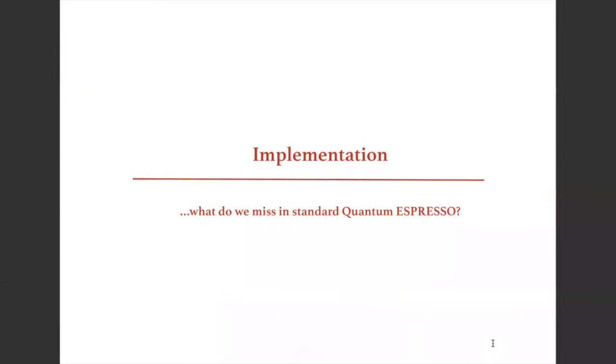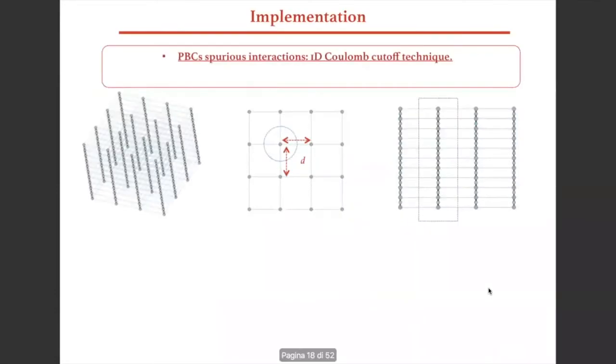As I told you, we want to exploit the synergy between analytical models and DFPT. So at this point, we wonder, what do we miss in Quantum Espresso in order to be able to simulate this kind of physics? Mainly, we need to implement two modifications in our code. The first one, which is also the most important one, is the one-dimensional Coulomb cutoff technique.